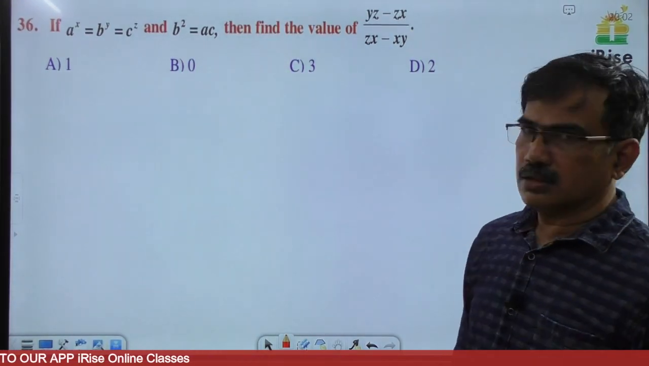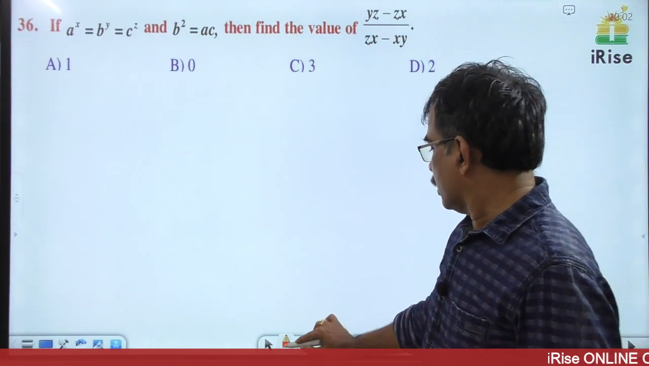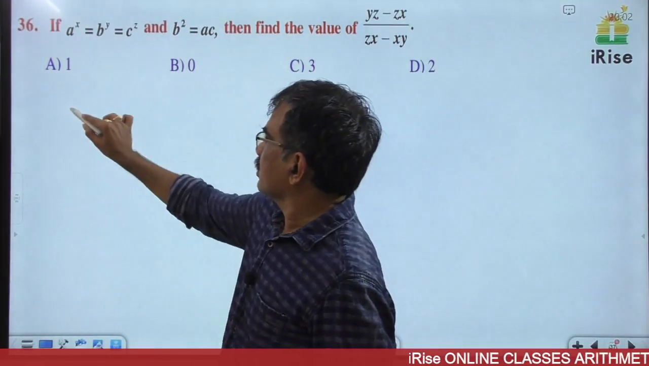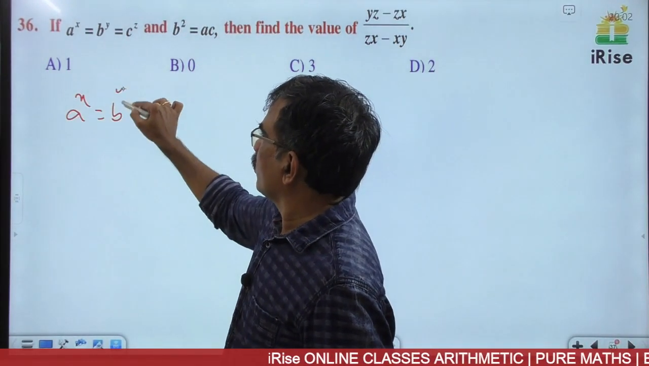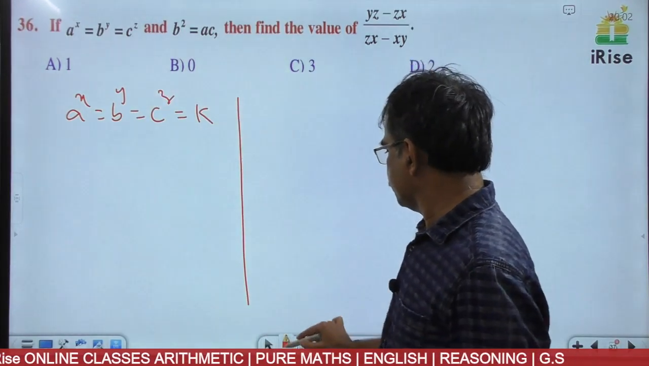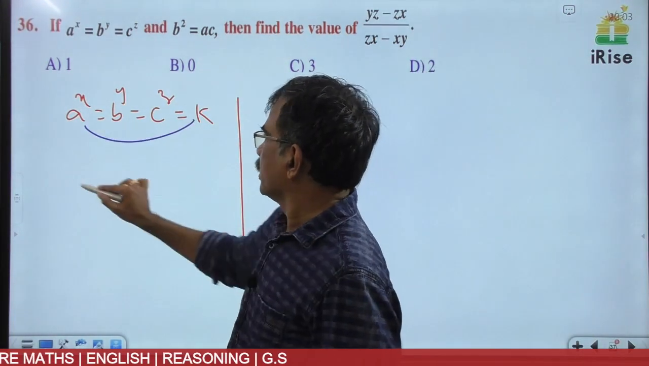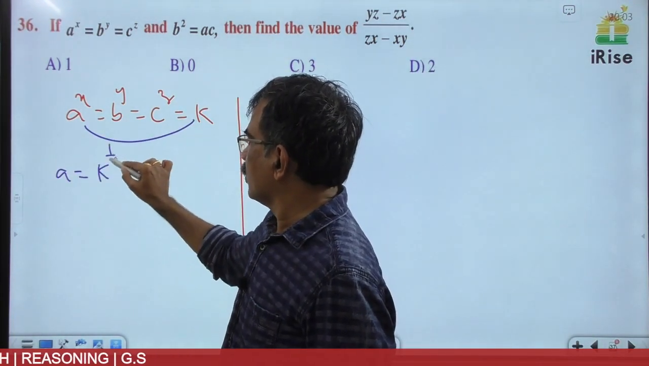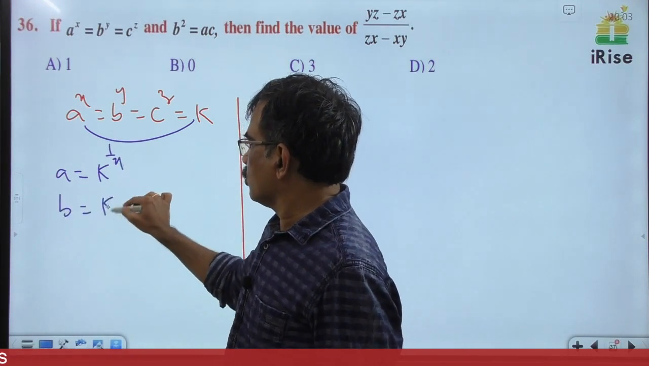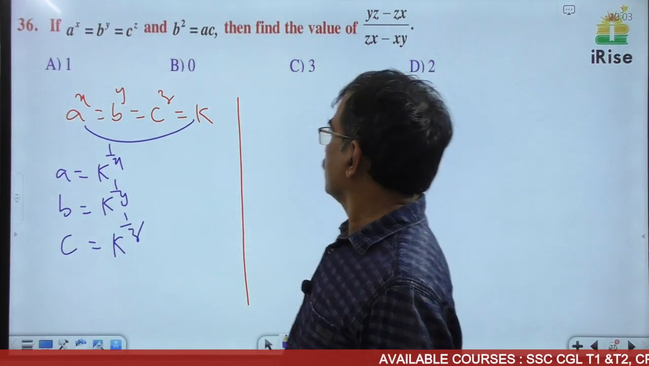Same as the previous questions, I want to solve again. A power x is equal to b power y is equal to c power z. I want to consider this as k. Okay. Then equate these. We get a is equal to k power 1 by x, b is equal to k power 1 by y, c is equal to k power 1 by z.